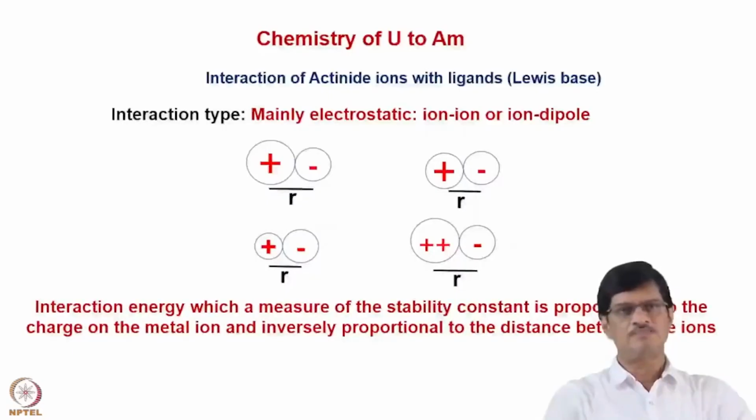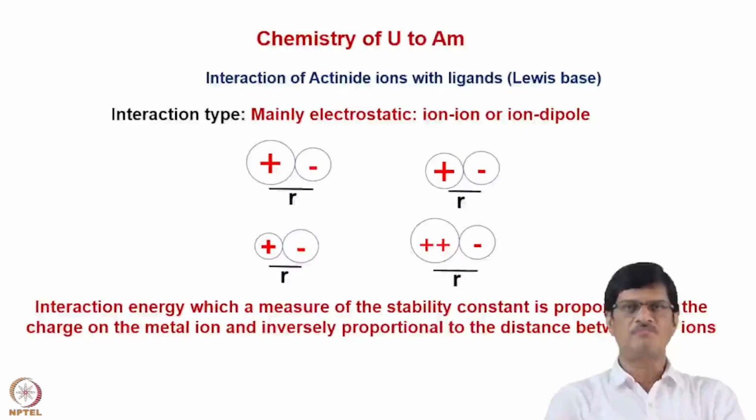We have previously discussed the actinides, their production, some of their discoveries, and also their electronic configuration. Now, as I've already mentioned before, the actinides have a relevance in the nuclear fuel cycle. So we need to understand the chemistry of actinides, particularly those which are relevant for the nuclear fuel cycle. So in this lecture, I'll be discussing the chemistry of uranium to americium.